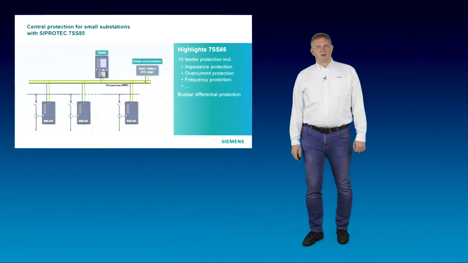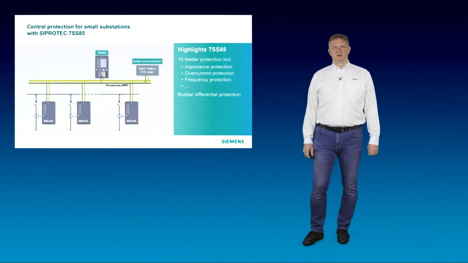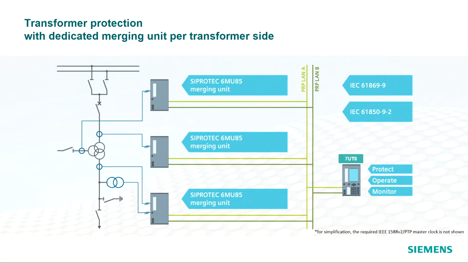Let's get into some applications. For example, a central protection using our decentralized busbar protection device 7SS85. You can protect up to 10 feeders, for example with impedance and overcurrent protection, and additionally with the busbar differential protection.